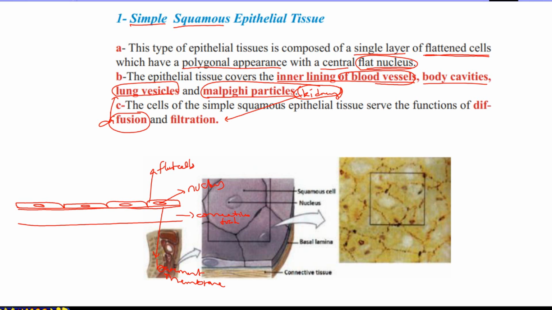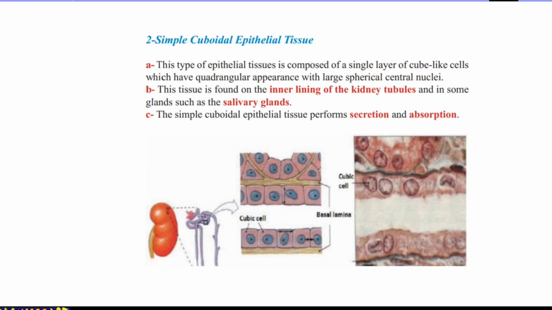Simple cuboidal epithelial tissue is composed of a single layer of cubic cells, with a quadrangular appearance in overview, and they have a large spherical central nucleus. The tissue is found in the inner lining of kidney tubules, the part of the kidney where reabsorption occurs, related to the function of absorption, and in salivary glands. When we see glands, we know they are involved in the function of secretion.